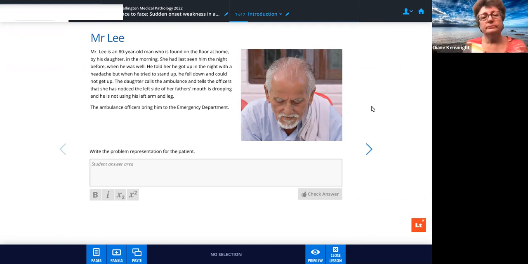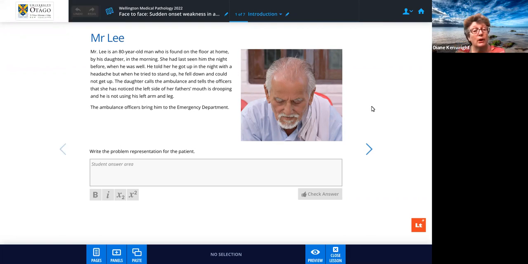So we have this patient, Mr. Lee. Mr. Lee was found on the floor at home by his daughter in the morning. He was well the night before, but he got up in the night with a headache. When he tried to stand up, he fell down and couldn't get up. He's now come into hospital with the ambulance, and the ambulance officers noted that the left side of the father's mouth is drooping and he is not using his left arm and leg.